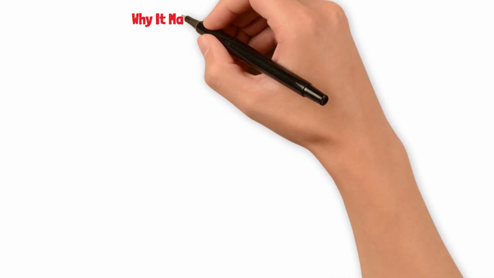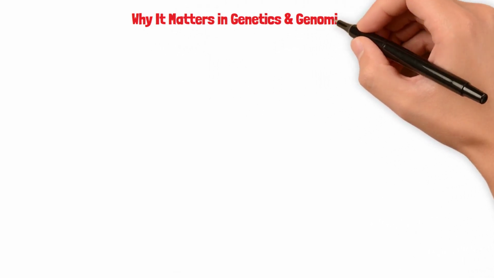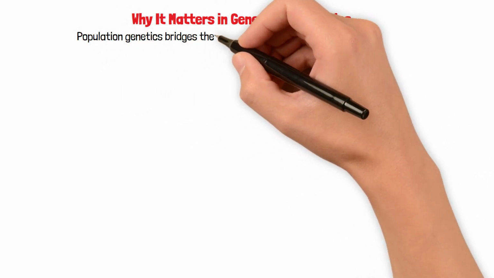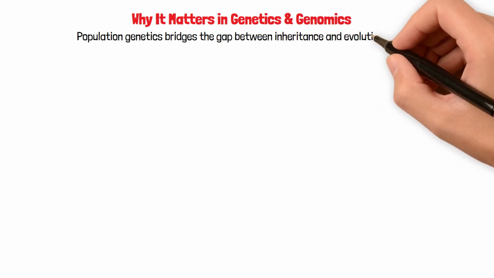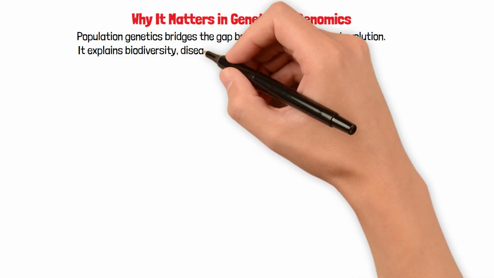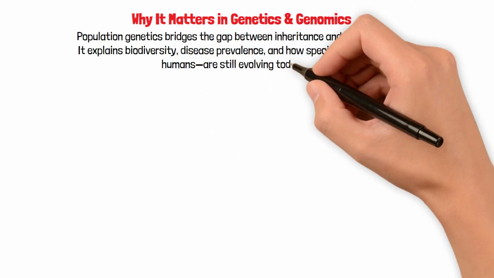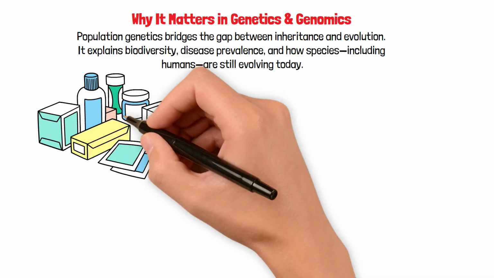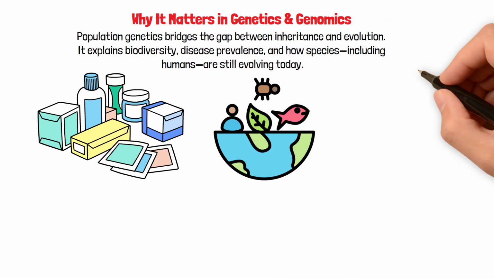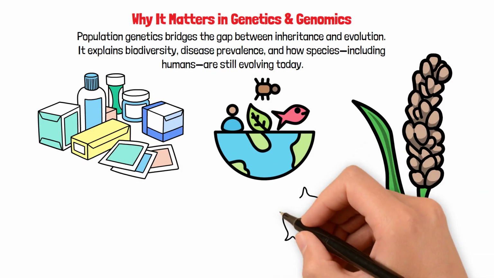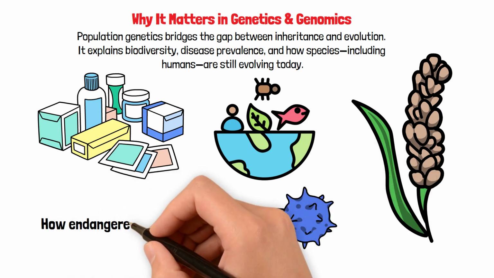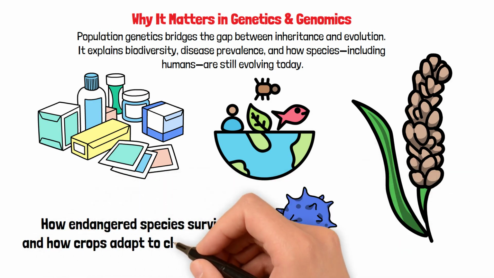Why it matters in genetics and genomics. Population genetics bridges the gap between inheritance and evolution. It explains biodiversity, disease prevalence, and how species, including humans, are still evolving today. It's also essential in medicine, conservation biology, and even agriculture, helping us understand how diseases spread, how endangered species survive, and how crops adapt to climate change.